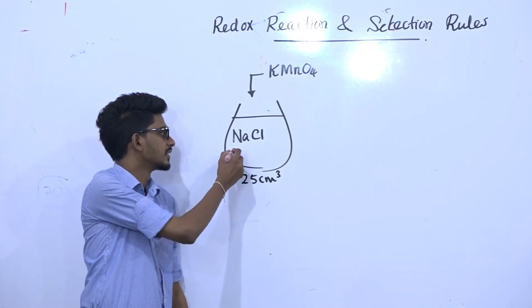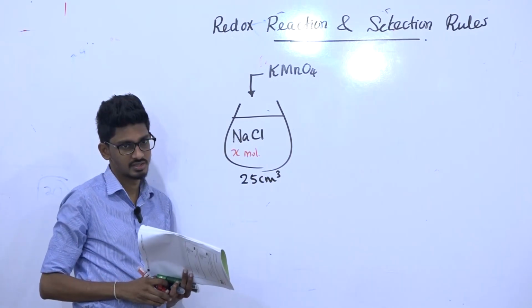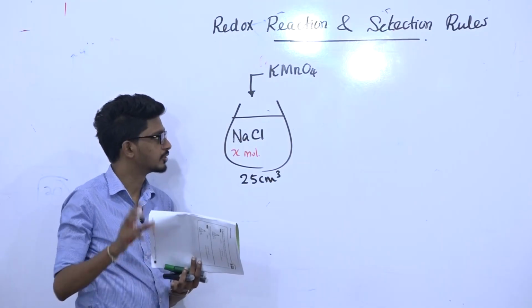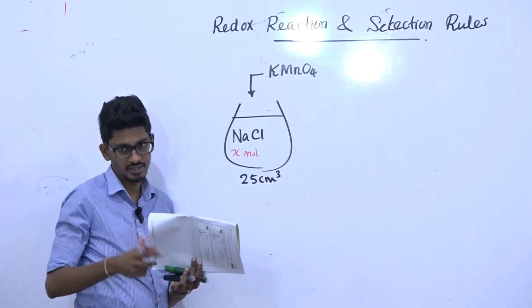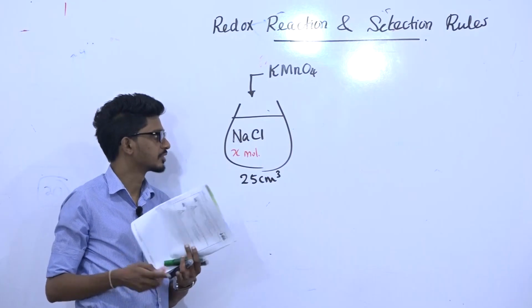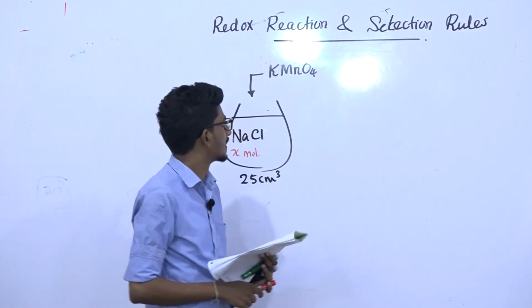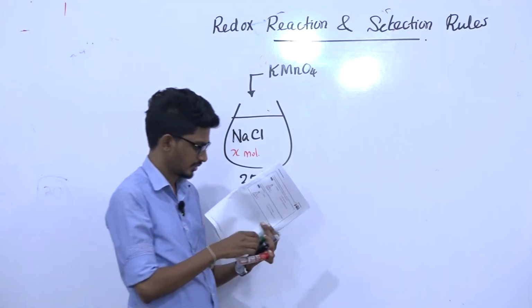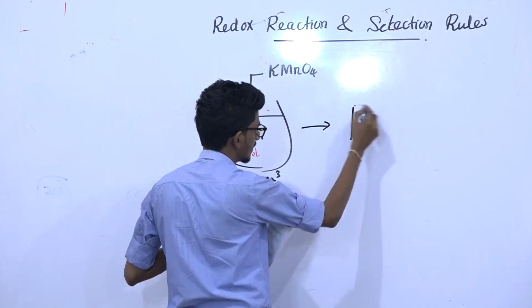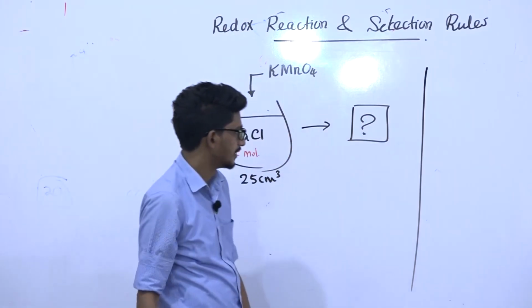So, let us discuss how we are supposed to come up with the correct redox reaction out of these chemicals. For this, we should know some selection rules. That is what we are going to learn today at first. A few selection rules are there. Let us discuss those things. The first selection rule. Our point is what is the redox reaction here. So, I will discuss a few selection rules here.